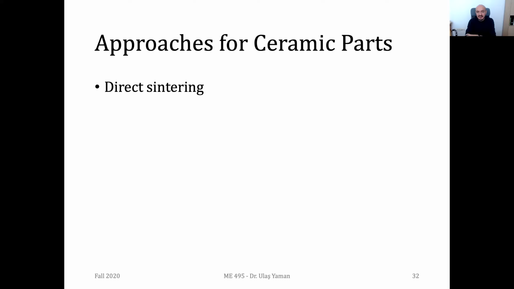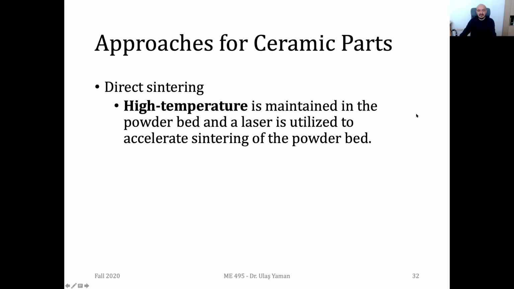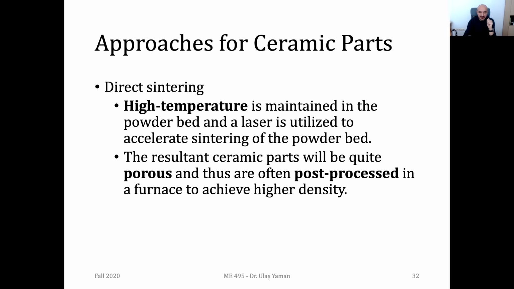Okay, now let's briefly discuss the issues related with the ceramic materials. For that type of materials, we prefer to use direct sintering. What we do is maintain the high temperature in the bed, in the machine, and then use a laser to accelerate the sintering operation. But obviously, we will have highly porous products, and that's why we need to do some post-processing, as in the case of some special metal sintering processes, where we put these parts into the oven and try to obtain higher densities.